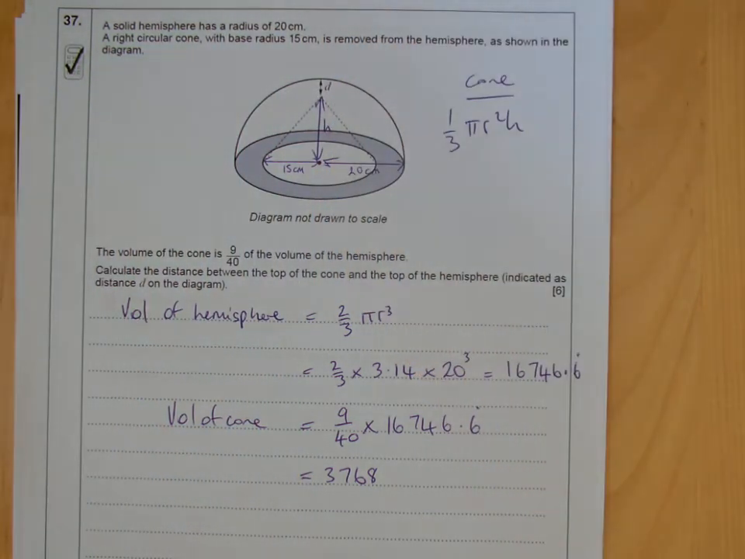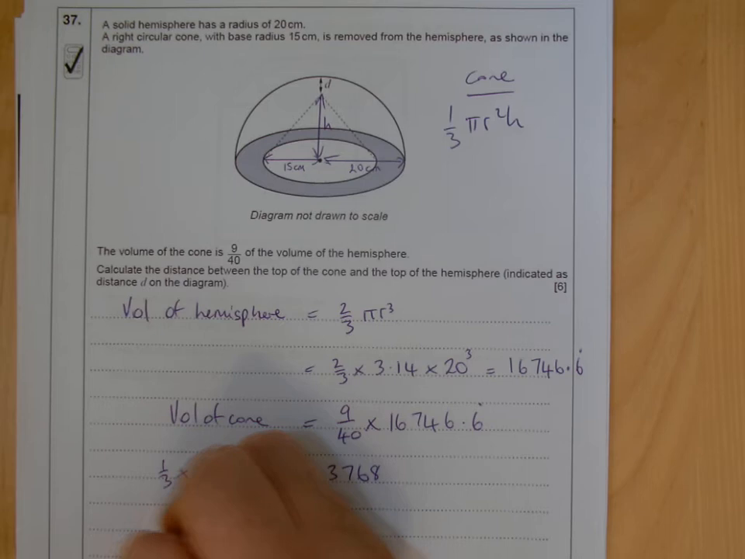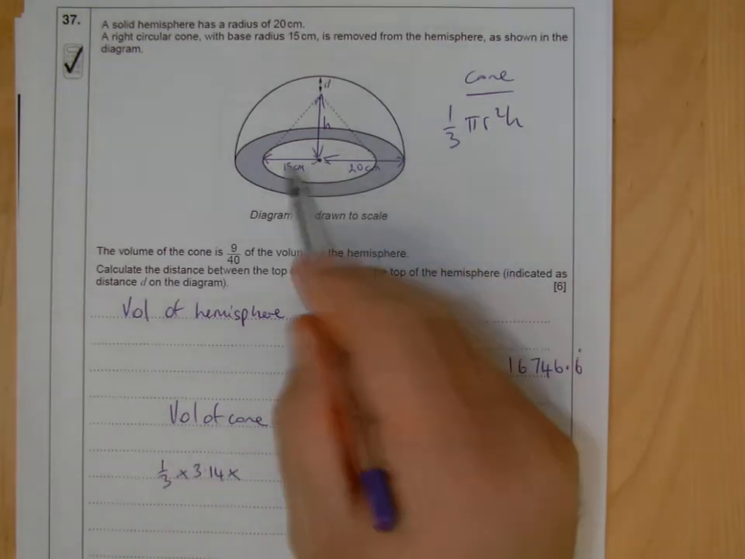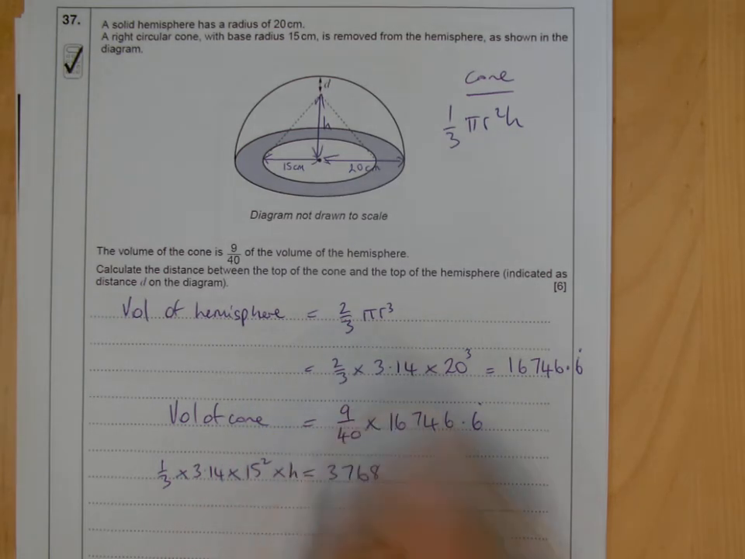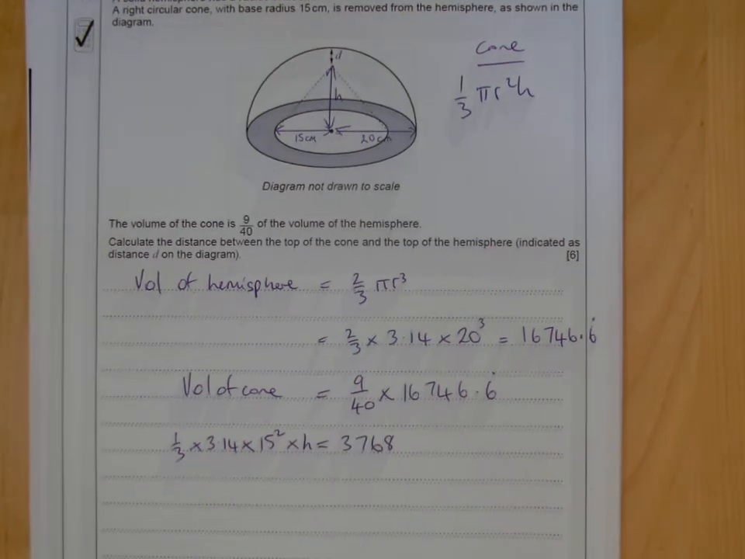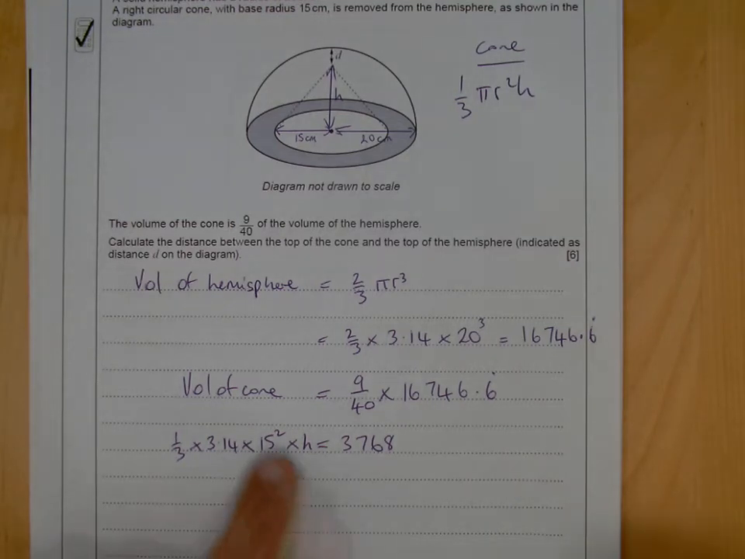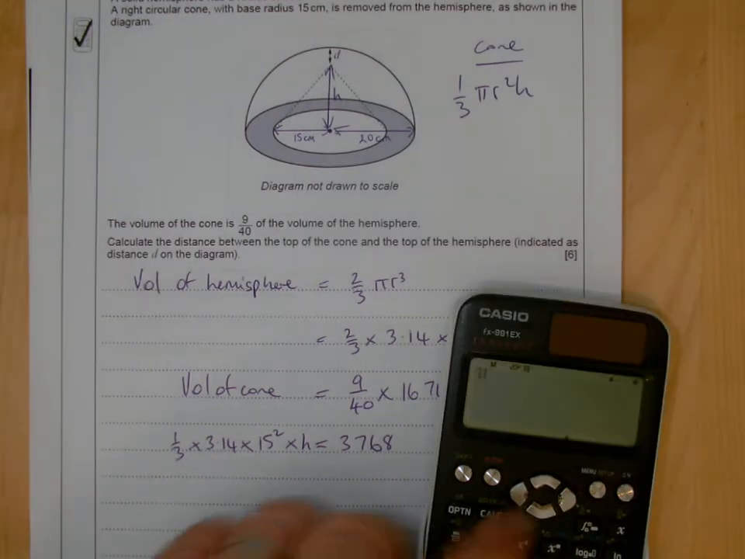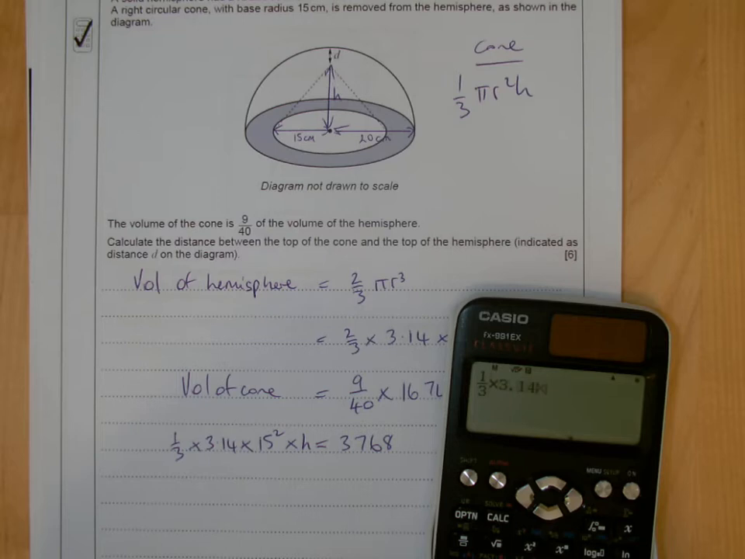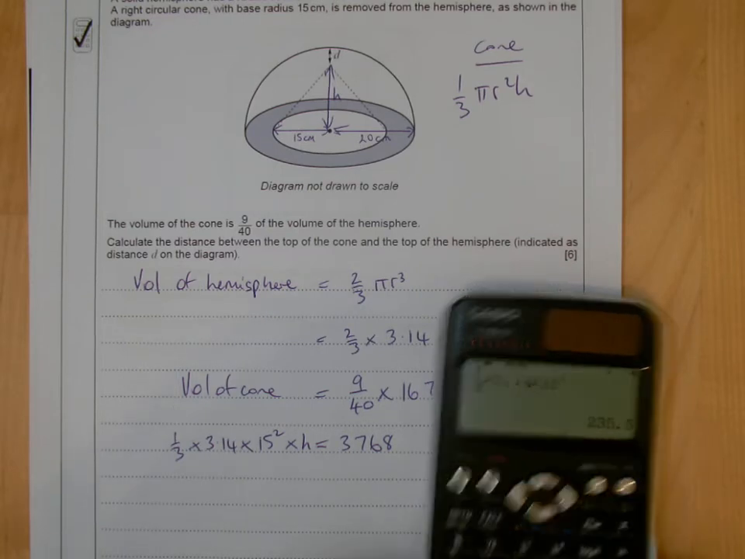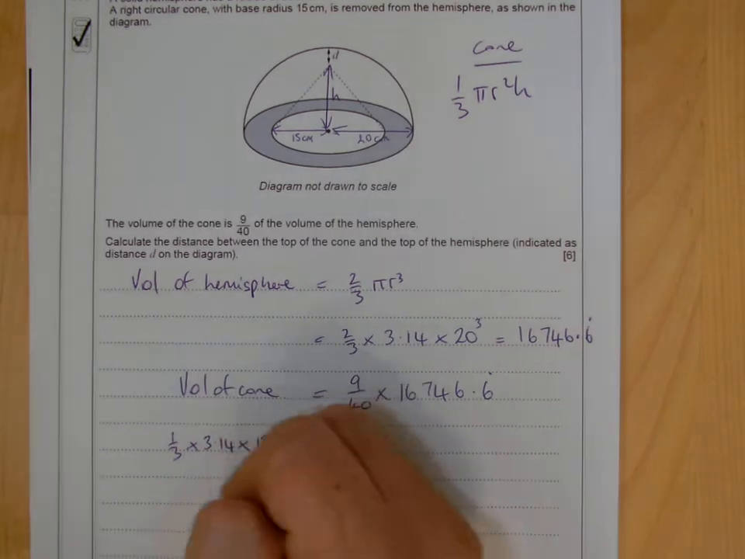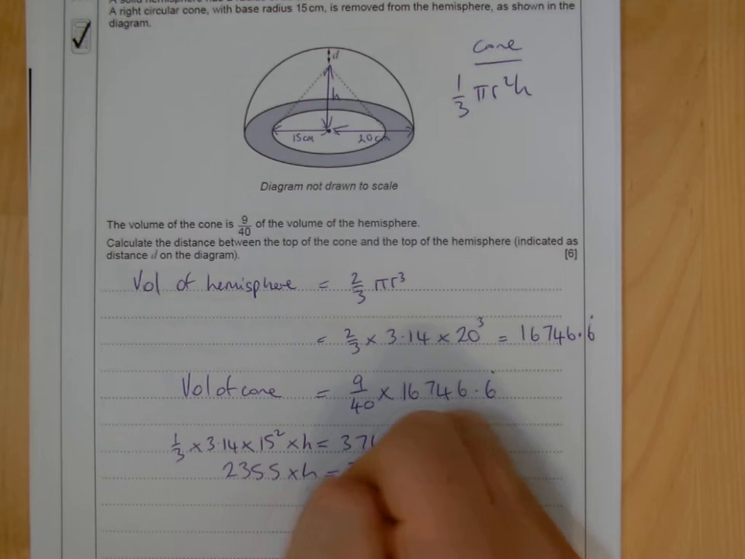Okay, so 1/3 times pi, which is 3.14, times the radius of my cone, which they tell me is 15 squared, times the height is this. So all I've got to do then is, on my calculator, work this out. So 1/3 times 3.14 times 15 squared. That comes to, quite nice, 235.5 times h is this.